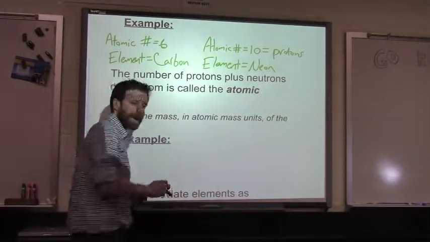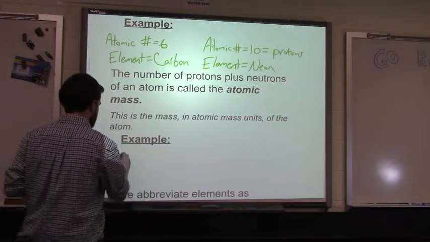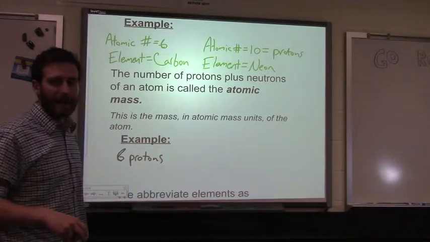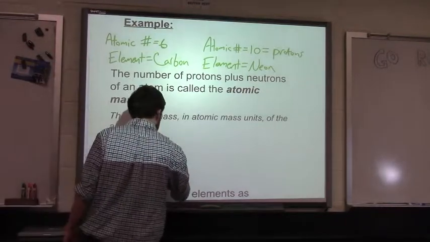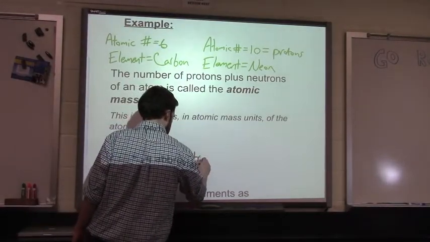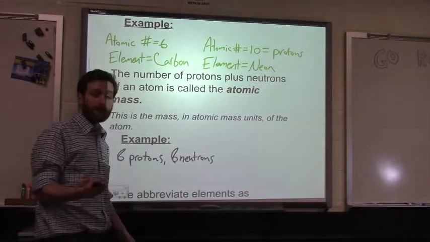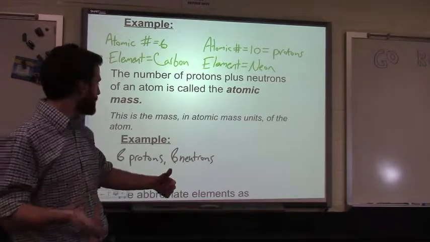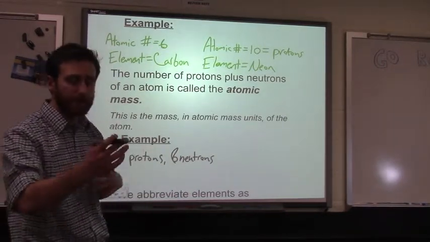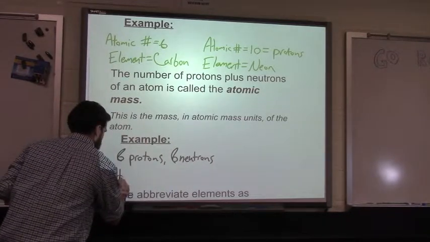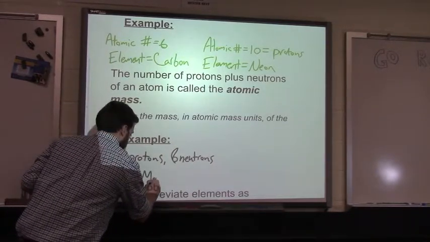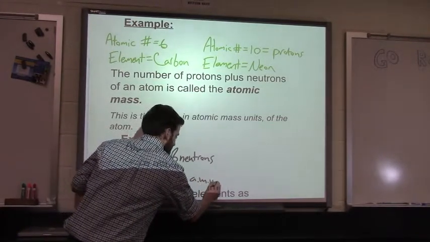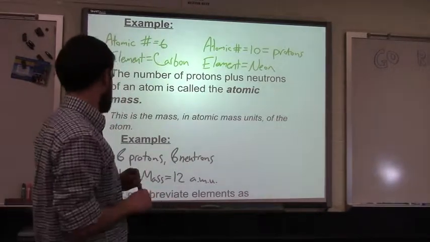So for example, if I have an atom that has 6 protons, and it has 6 neutrons, first of all, it's carbon again, right? 6 protons must be carbon. But its atomic mass would be 12, because 6 plus 6 is 12. And that's in atomic mass units or Daltons.